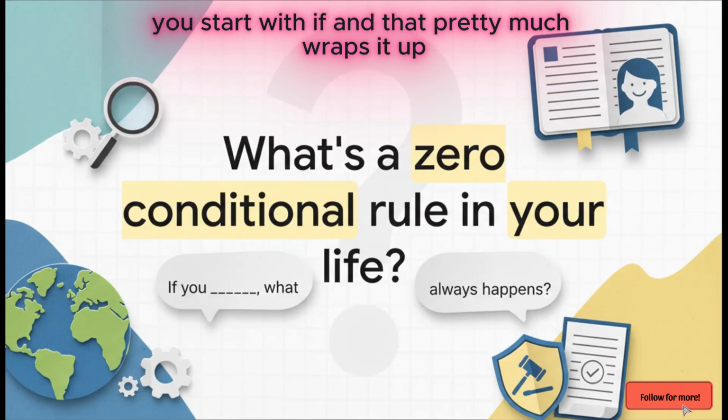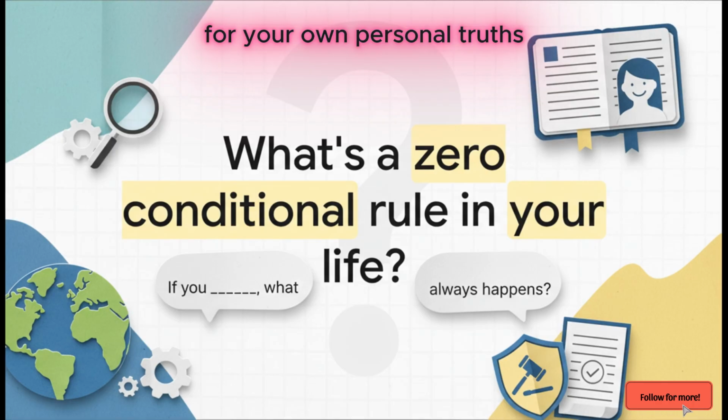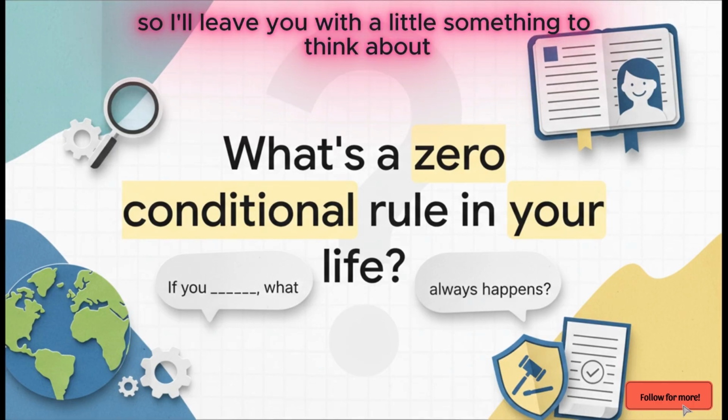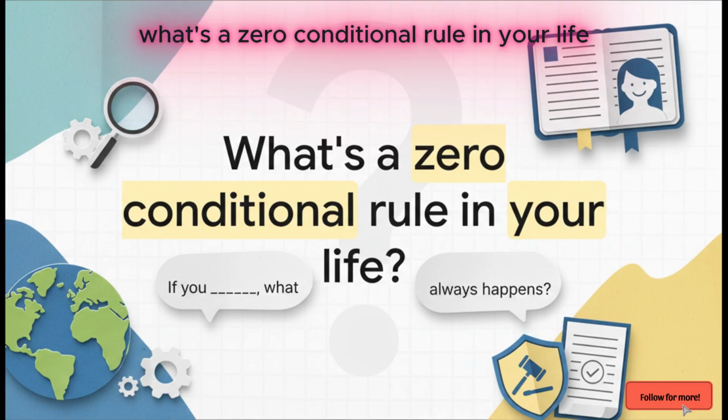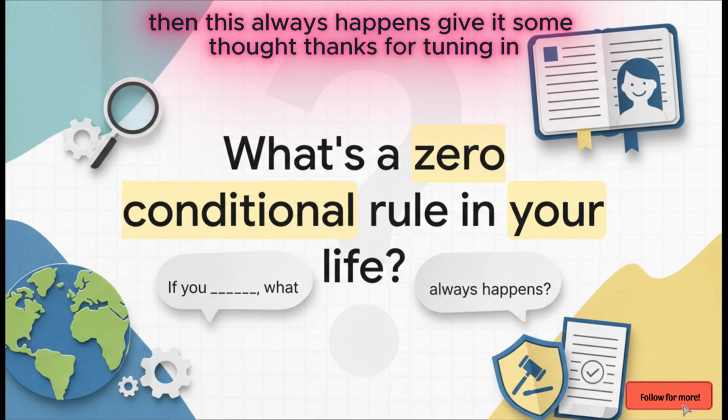And that pretty much wraps it up. So we've seen how the zero conditional works for big scientific facts, for your own personal truths, and for official rules. So I'll leave you with a little something to think about. What's a zero conditional rule in your life? If I do this, then this always happens. Give it some thought. Thanks for tuning in.